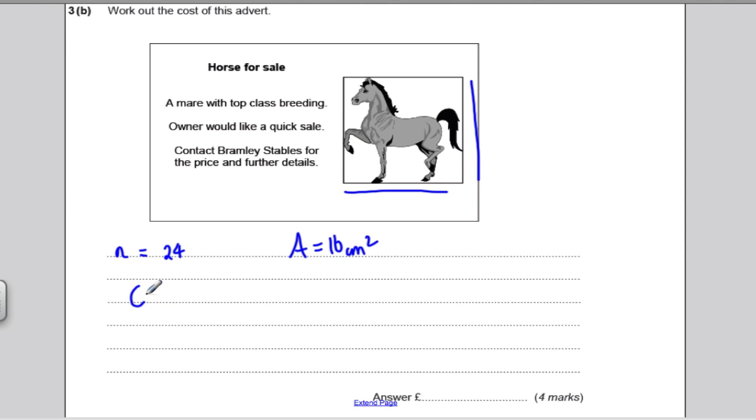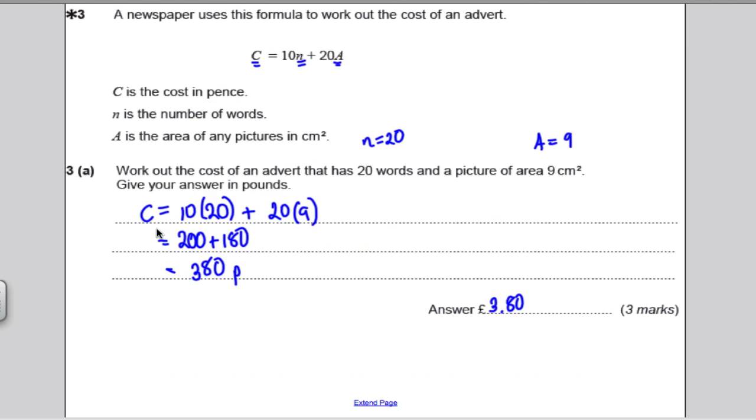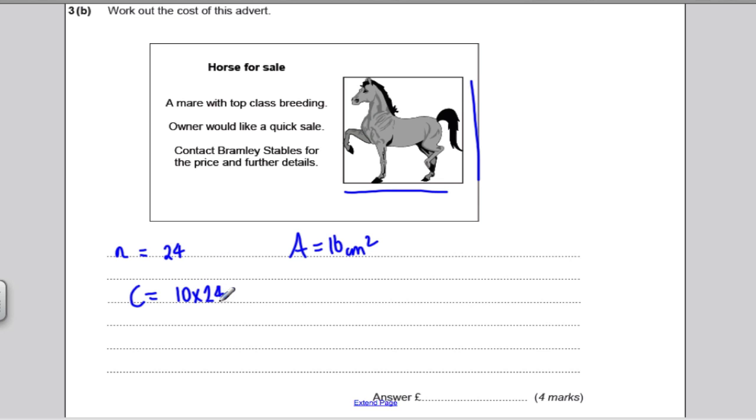So the cost is therefore given by the formula 10 times 24 plus 20 times 16, and you work that out, you get 560 pence, which is £5.60. Again, just to reiterate, I couldn't work this out because the scale's different on the computer, but you would measure across in centimetres, high in centimetres, multiply the two to work out the area of the picture, and you get for that about 16 centimetres squared.